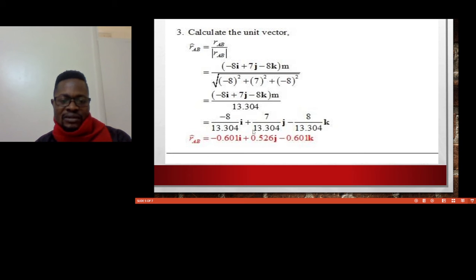And if we take 7 divided by 13.304, which is the square root of that, we will get negative 0.601i plus 0.526j minus 0.601k as our unit vector. That is the solution 3.